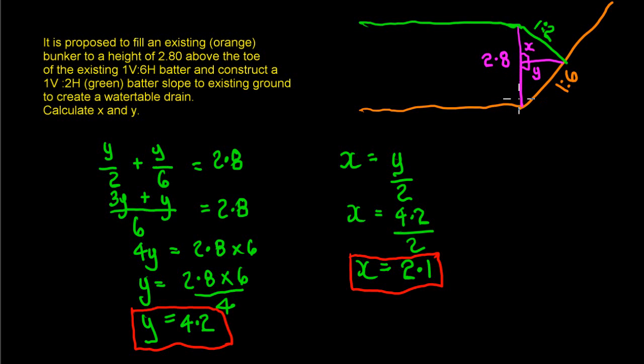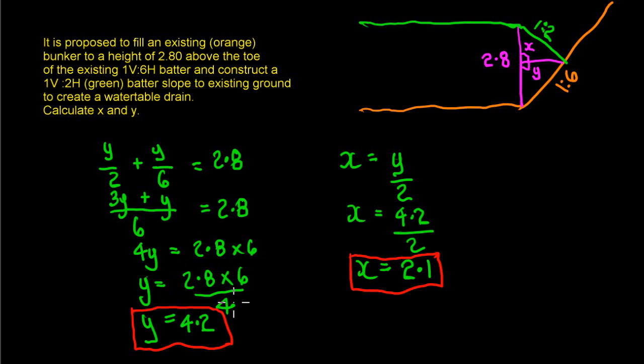And this little bit here, which is unlabelled, is y over 6. Those two added together will equal 2.8. So we've got two fractions here, add the fractions, so we choose the common denominator, 6. 2 goes into 6 three times, so 3y, and 6 goes into 6 once, times y, equals 2.8. Then we can multiply both sides by the common denominator 6, and we get 4y equals 2.8 times 6. So y equals 2.8 times 6 over 4.